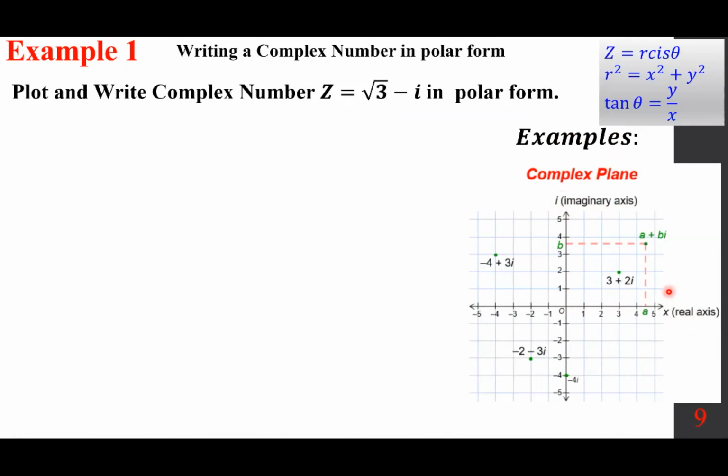So if I want a plus bi, as I said, a and b. Now, if I want 3 plus 2i, I'll go 3 along the x-axis, 2 along the y-axis, which we now call the imaginary axis, so that's 3 plus 2i. Negative 4 plus 3i: 4 to the left, 3 up. Minus 2 minus 3i: 2 to the left, 3 down. So just as you would represent a point in a rectangular grid, very simple.